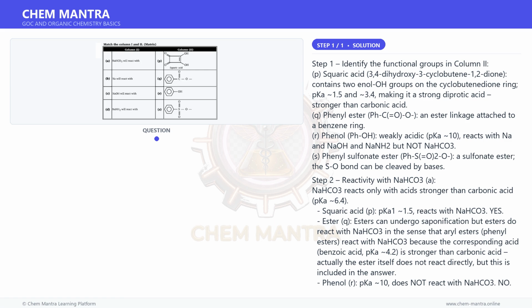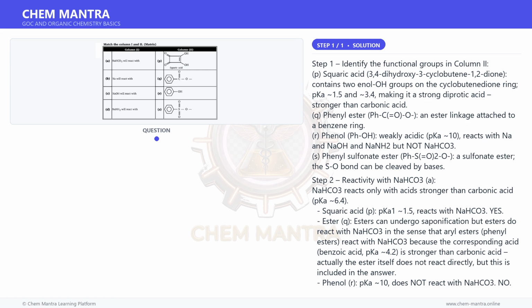Step 3, reactivity with Na, B. Na, sodium metal, reacts with any OH or sufficiently acidic CH bond to release H2. Squaric acid, P, has acidic OH groups. Yes. Phenyl ester, Q, has no OH, but Na can react with ester O, included. Yes. Phenol, R, has OH, pKa ~10, Na reacts readily. Yes. Sulfonate ester, S, Na reacts with the S-OR linkage. Yes.